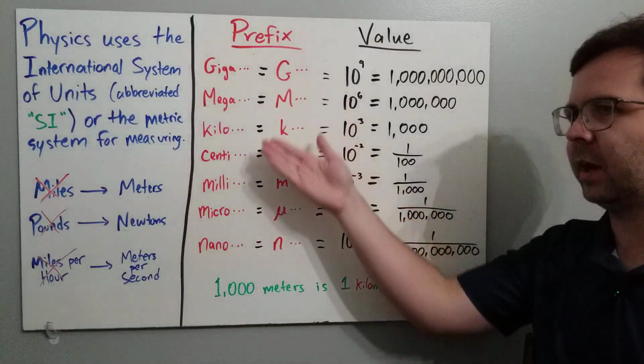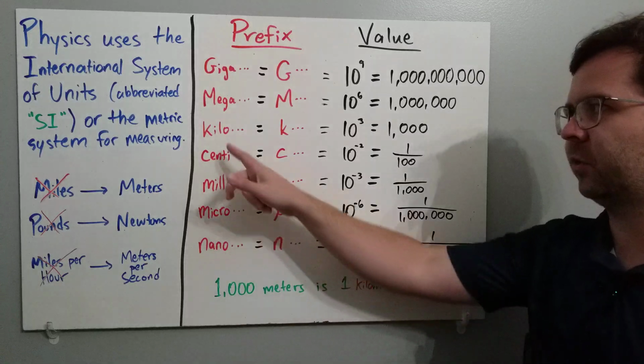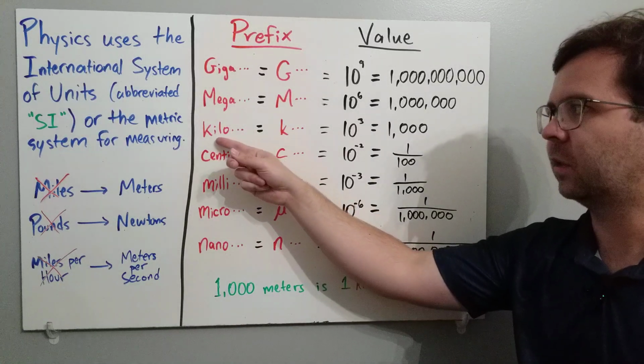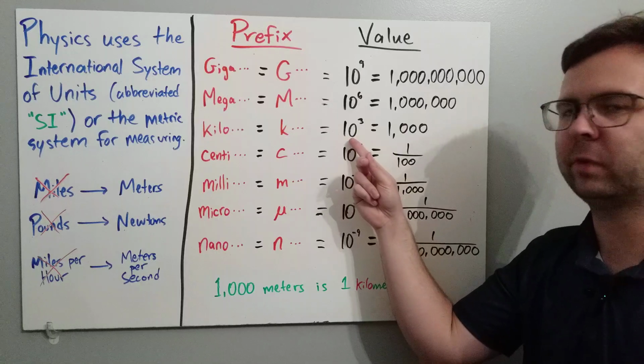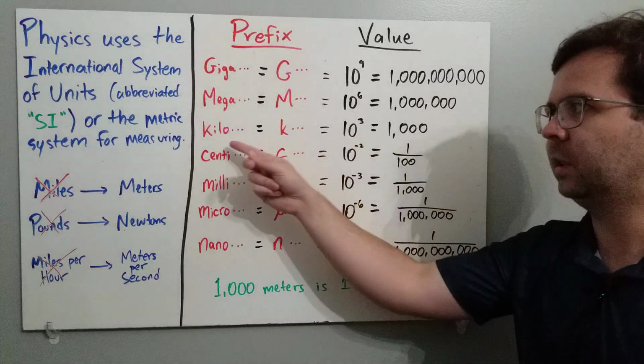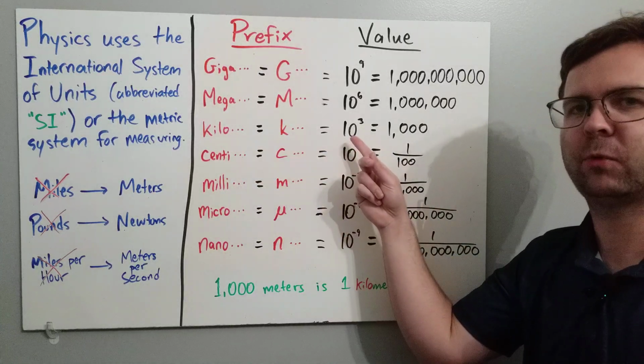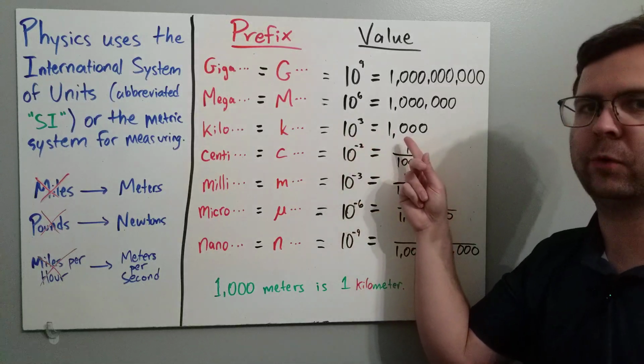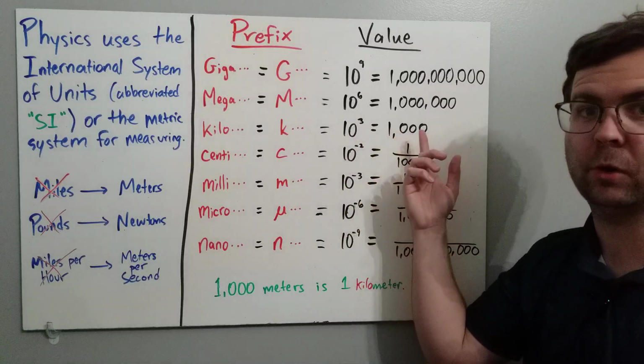You might have heard of a kilometer, right? A kilometer represents 10 to the 3 meters. Kilo is 10 to the 3, so you put that in front of meter. A kilometer is 10 to the 3, or 1,000 meters.